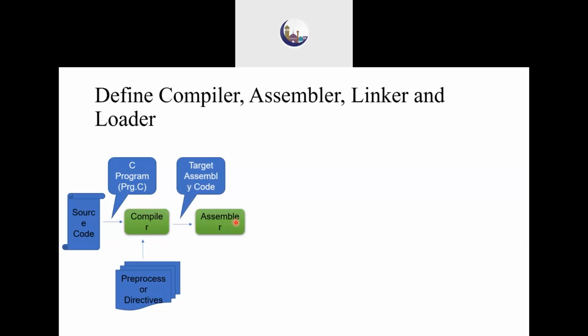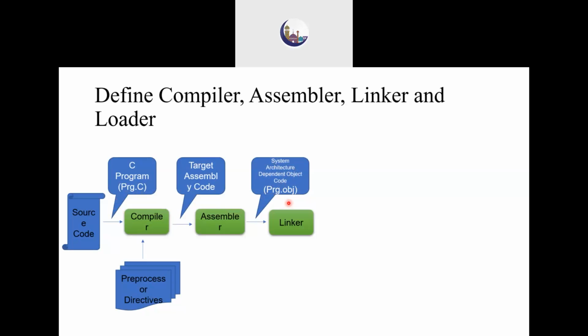Assembler will take whatever translated assembly language code is there. It will convert this assembly language code to object level code and pass it to linker. Here, object level code will depend on which computer you are trying to compile. So your prg.c is getting converted into prg.obj.